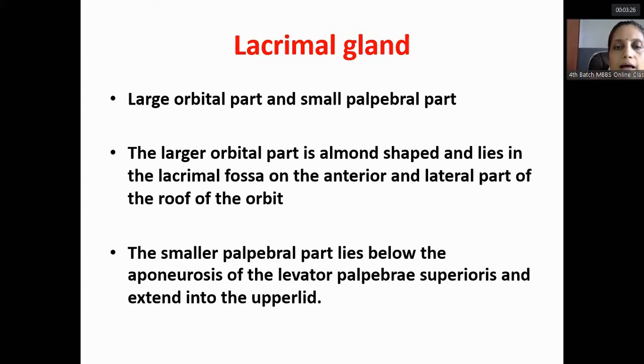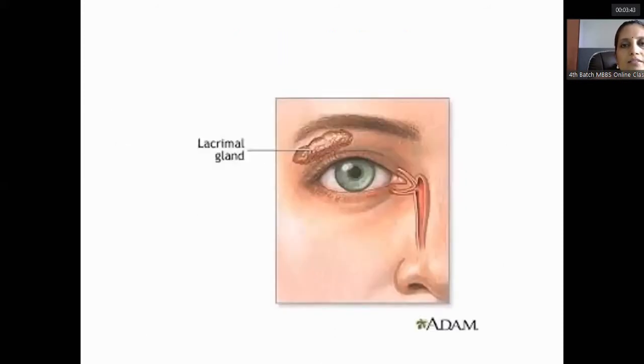And the smaller palpebral part, which lies below, is separated from the larger part by the aponeurosis of the levator palpebrae superioris, and it extends into the upper eyelid. So the lacrimal gland has two parts, the orbital part and the palpebral part, which are separated by the aponeurosis of the LPS.